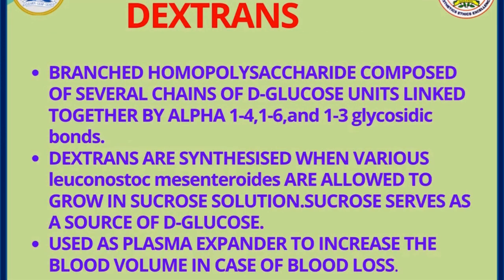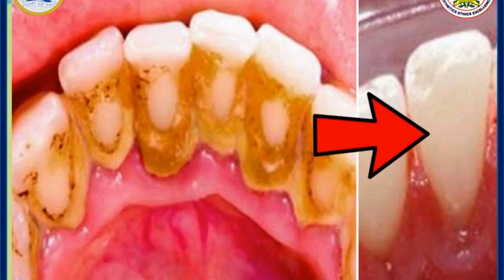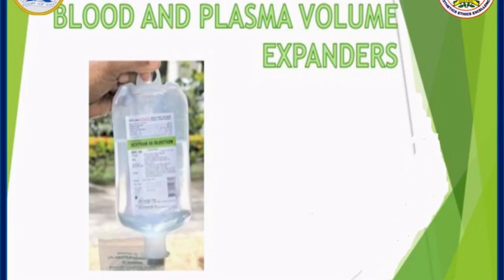Dextran is a complex branched glucan which is composed of glucose linked by 1,4, 1,6 and 1,3 glycosidic bonds. They are synthesized when certain bacteria are allowed to grow in sucrose solution. Sucrose serves as a source of D-glucose. Cariogenic bacteria appear to enable these organisms to form plaque. Here we can see the dental plaque which leads to dental caries. Dextrans are used as plasma volume expanders to increase the blood volume in case of blood loss.